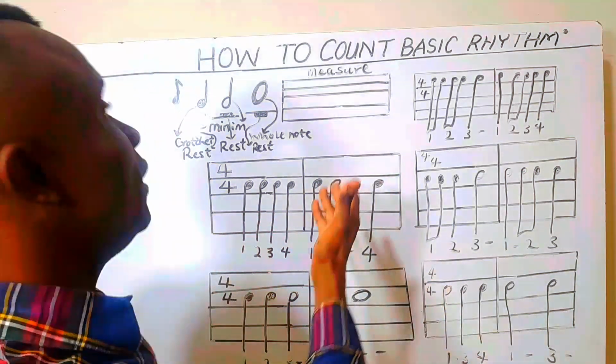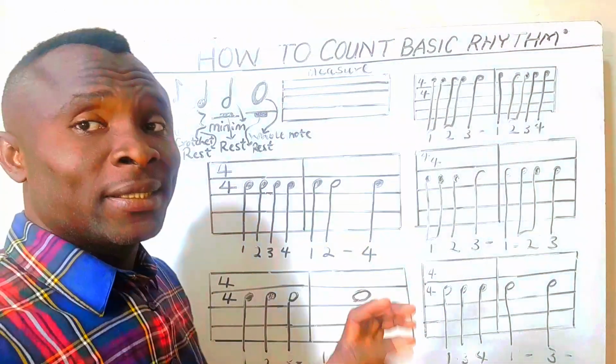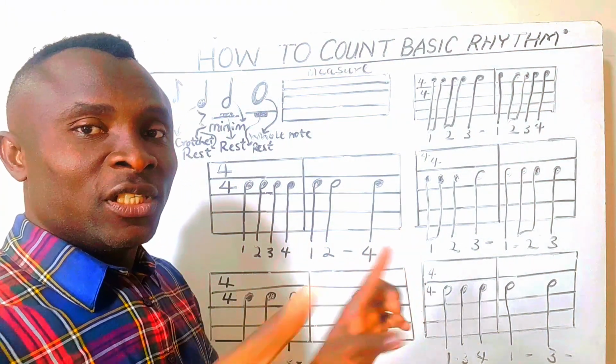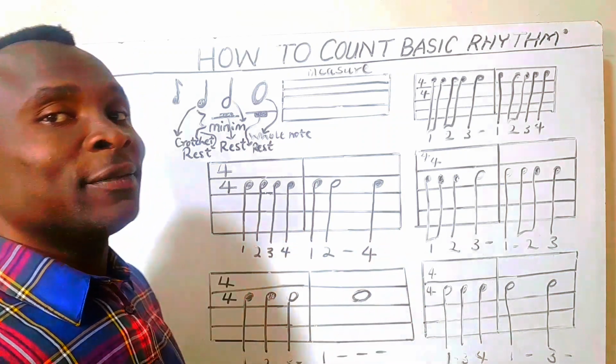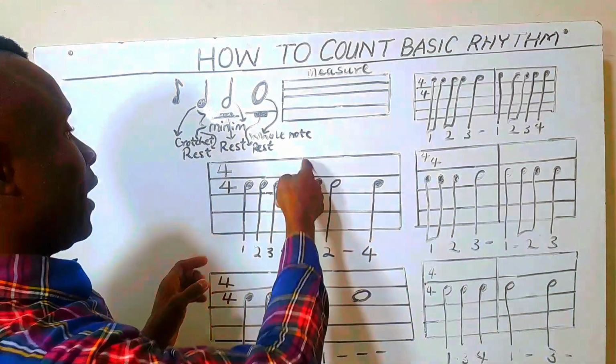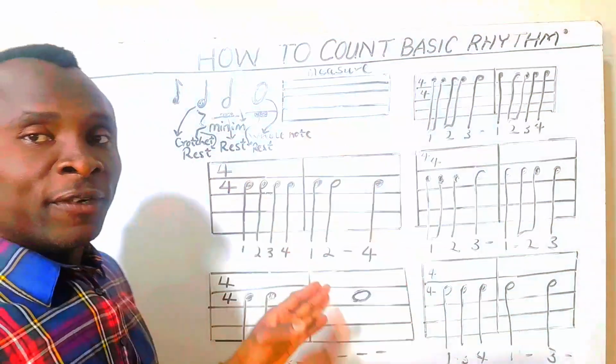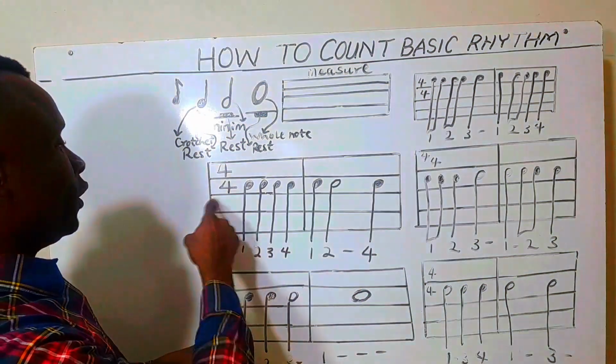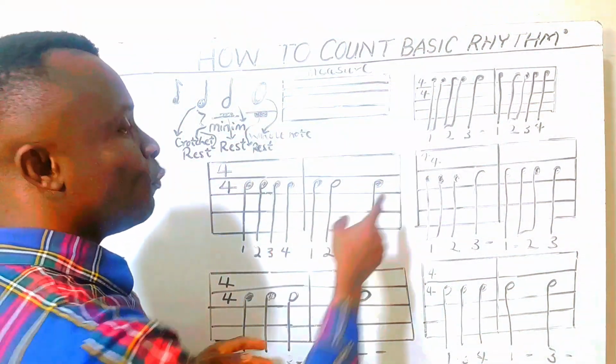And from what we can see here, we have the measure, which represents the house in which the music exists, while we have what we call bars. And this is a bar line differentiating one bar from the other. From this point to this point is a bar, from this point to this point is another bar.